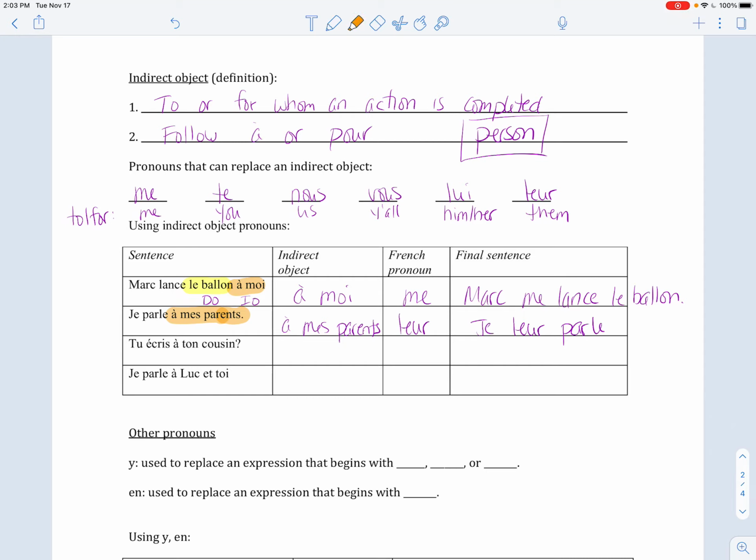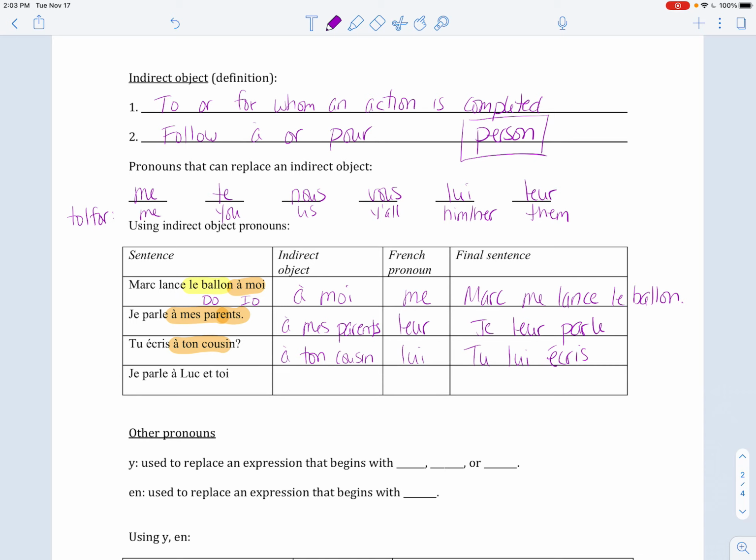Tu écris à ton cousin starts with the à there. So our indirect object we'll say is à ton cousin. If you're writing to your cousin, you have to choose. You're writing to me, you're writing to you, you're writing to us, you're writing to y'all, you're writing to him or to her, you're writing to them. To him or to her makes the most sense, in this case him, because cousin is masculine. But the word lui works for both him and her. So lui is the pronoun that's going to replace à ton cousin, and you're going to end up with tu lui écris.